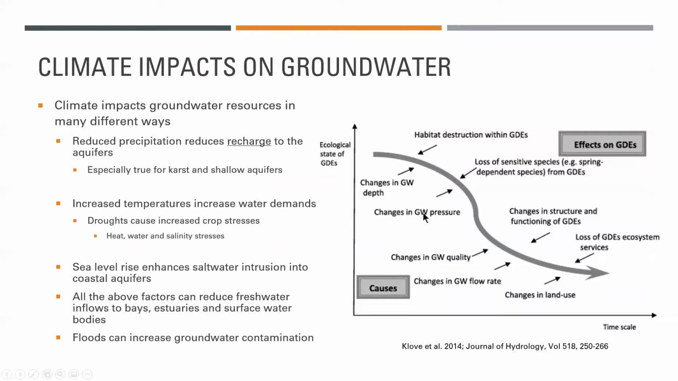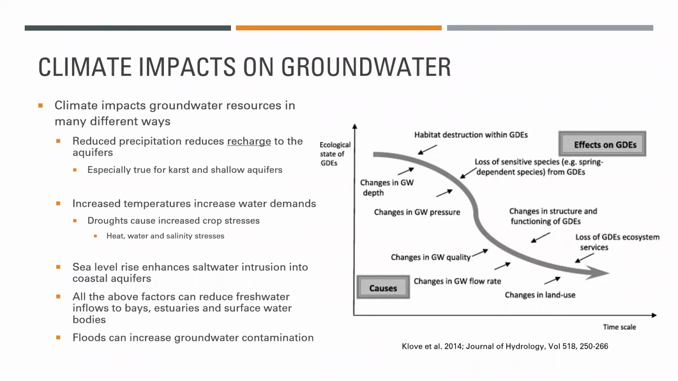I can change groundwater pressures. In confined systems, groundwater is held under pressure, so if that pressure changes, there's going to be some loss of sensitive species. We can also change the quality of groundwater, particularly post-hurricane, after the recent hurricanes.